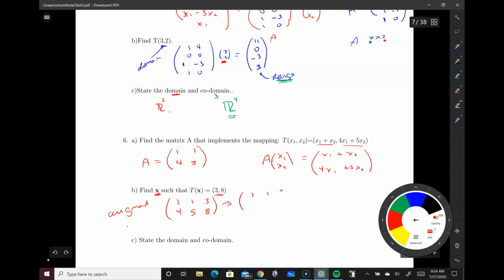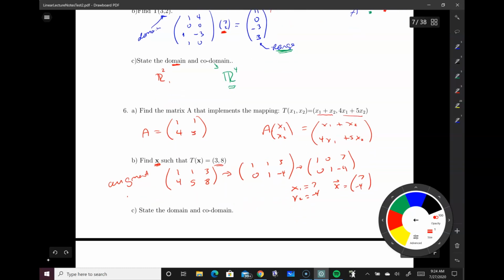I guess I didn't put it in my calculator. I just did this one by hand. So I got 1, 0, 7, 0, 1, negative 4. So I've got that my x sub 1 is 7 and my x sub 2 is negative 4. So my solution for x is 7, negative 4.